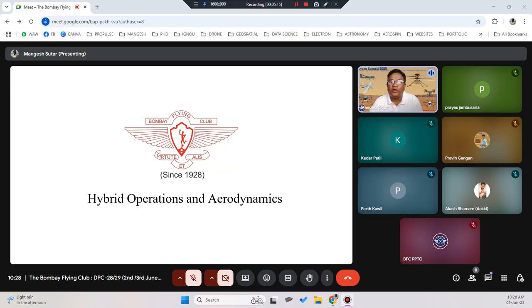It is also called VTOL. Normally people get confused between rotorcraft and hybrid. Both are actually VTOL, but for rotorcraft we don't call it VTOL because it's not like an aeroplane. Rotorcraft is always vertical takeoff and landing. But hybrid is like an aeroplane which can take off vertically and land vertically. That's why it is called VTOL, that is vertical takeoff and landing of an aeroplane. That's why it is called hybrid.